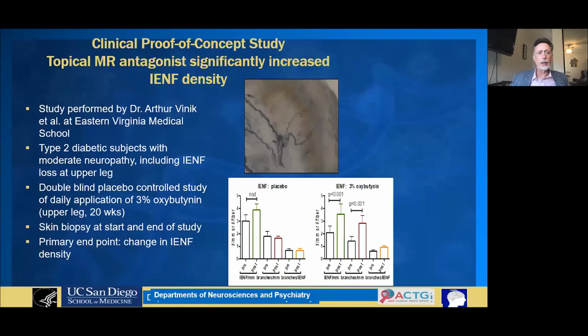And diabetic neuropathy has been studied looking at the intraepidermal nerve fiber density that I showed you earlier on skin biopsy. And these topical antagonists have been shown to be effective in restoring nerve fiber density and have very little systemic side effects because they're administered topically.